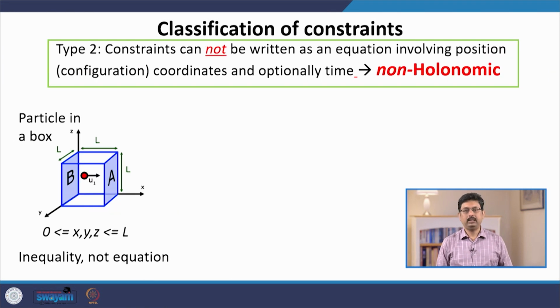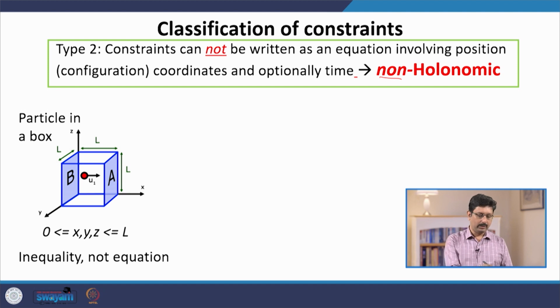Now, it is not always possible to describe the constraints by an equation that involves the position coordinates. Those kinds of constraints that are not holonomic are called non-holonomic.